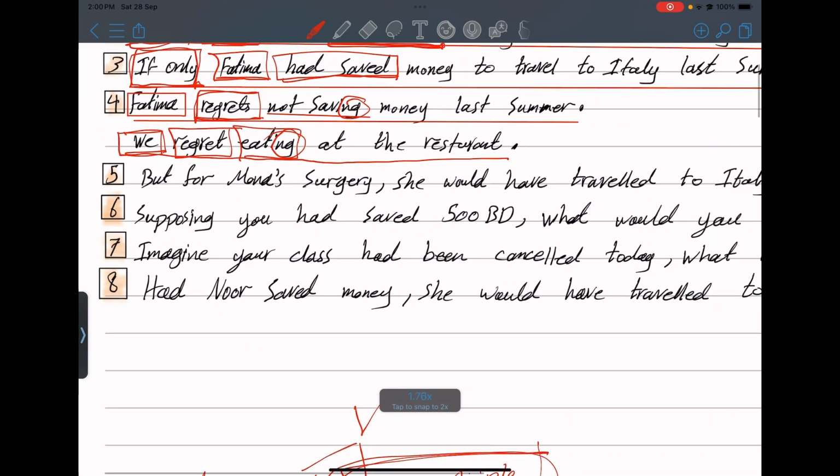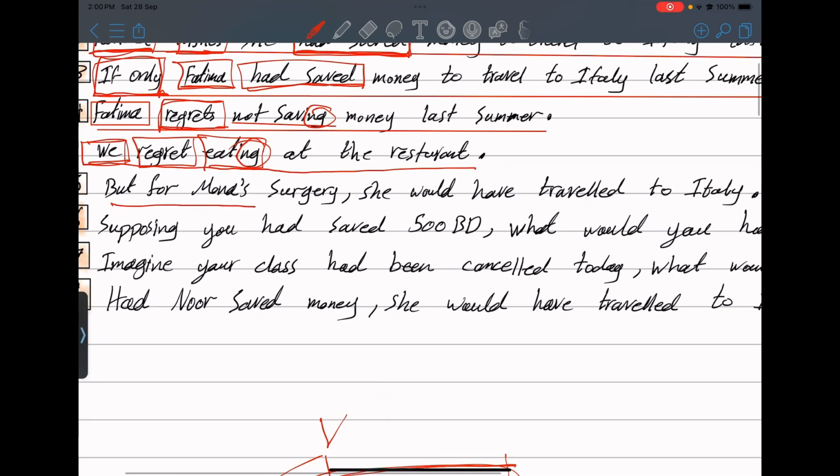Now we have the fifth. But for Mona's surgery, she would have traveled to Italy. She had surgery. She can't travel to Italy. So here we are saying about her surgery.